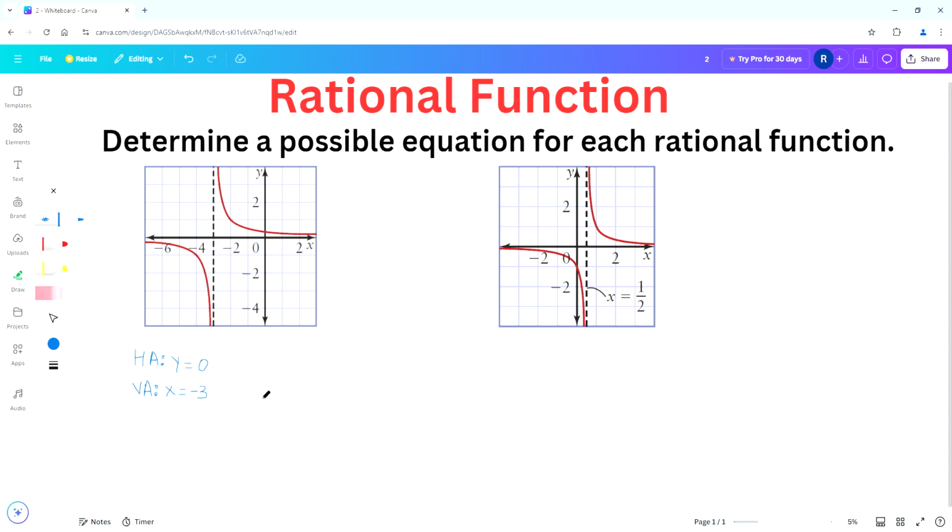Since this graph has one vertical asymptote and the horizontal asymptote is on the x-axis, this function can be represented by the reciprocal of a linear function. So the numerator of this rational function can be 1. To find the expression in the denominator, we should analyze the equation of the vertical asymptote. We should set this equation equal to 0. We can do that by adding 3 to both sides.